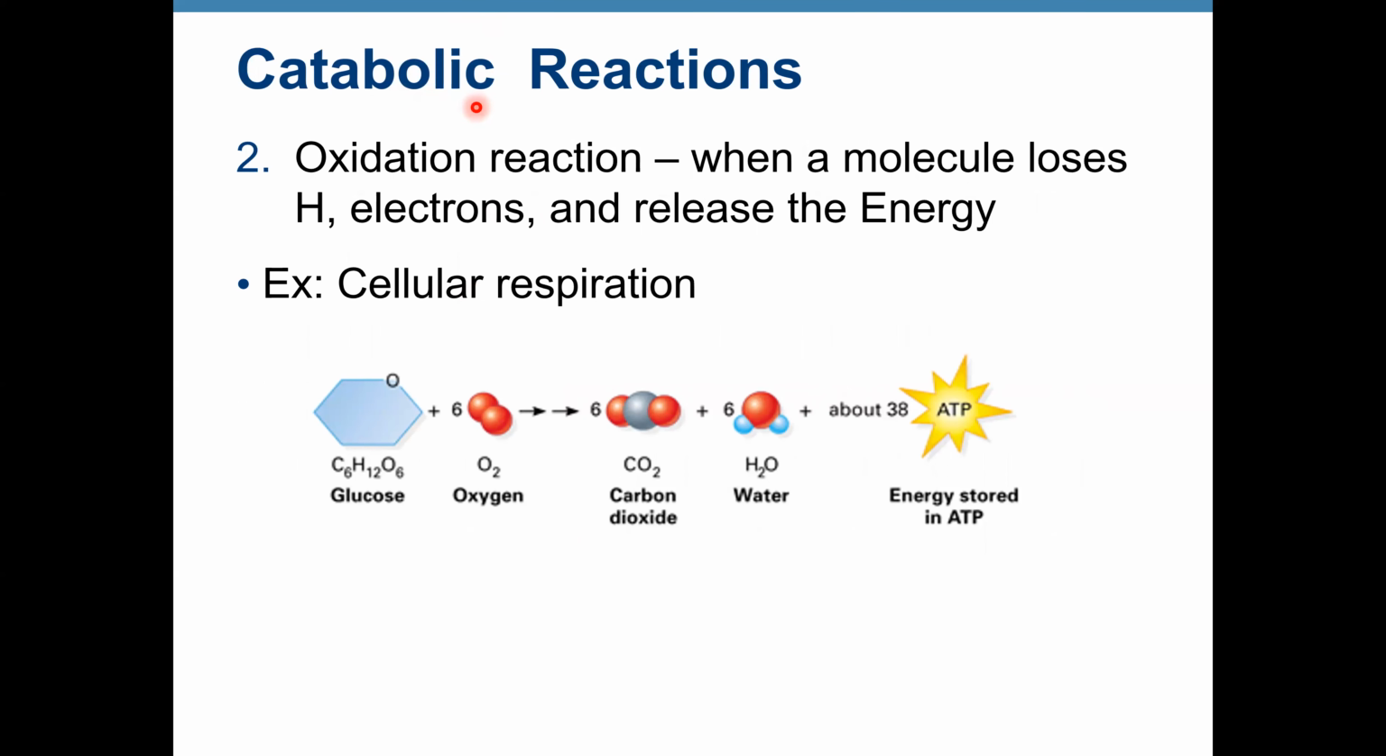Another example of a catabolic reaction that is very critical for your survival is cellular respiration. It's an oxidation reaction. So you can see through cellular respiration, glucose is broken into carbon dioxide and water, and oxygen is used, right? And this reaction yields about 38 molecules of ATP. So this catabolic reaction is used to synthesize ATP, and ATP is a very, very important source of energy for cellular functioning.